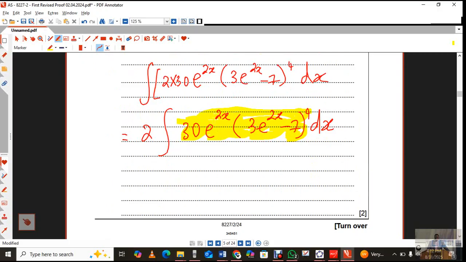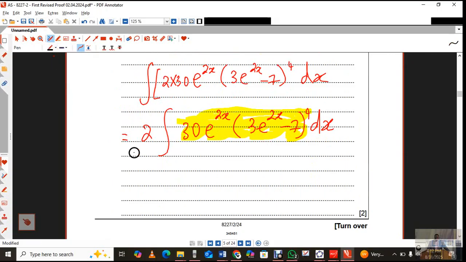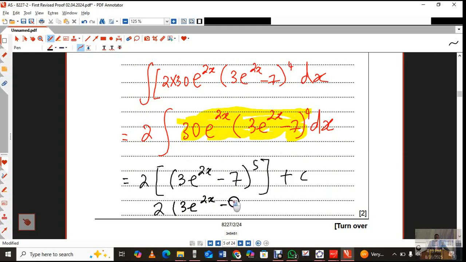So I'm going to have 2 outside. Then obviously, remember I said it was just 3e to the power 2x minus 7 raised to the power 5. That's what it does. And then plus the constant of integration. So that's 2 in brackets, 3e to the 2x minus 7 raised to the power 5, plus the constant of integration.